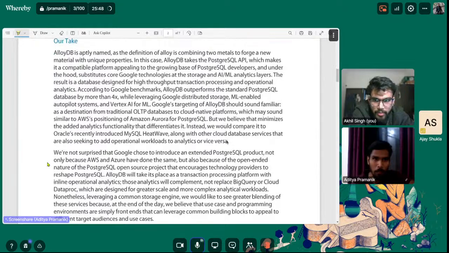Okay. I got a big paragraph. AlloyDB is aptly named as the principle of an alloy is combining two metals to forge a new material with unique properties. In this case, AlloyDB takes PostgreSQL and brings it to the Google platform, and the result is the highest benchmark, while leveraging Google's expertise in ML and analytics.